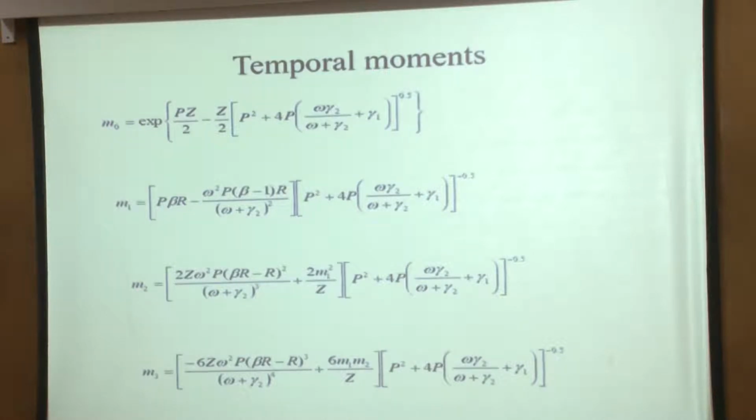It may take us a long time. So if gammas are 0, we should essentially expect M0 to be equal to 1. Okay. M1 is our first moment.